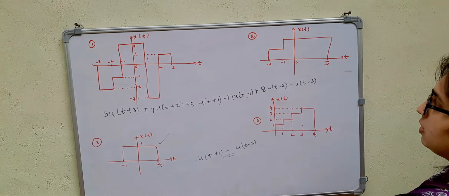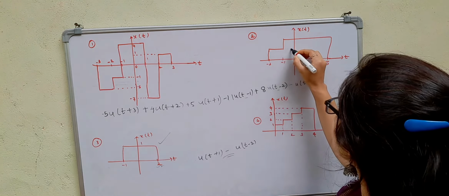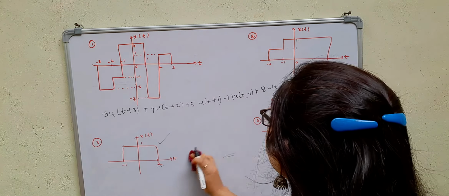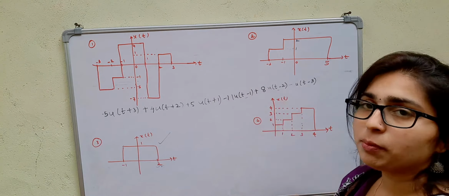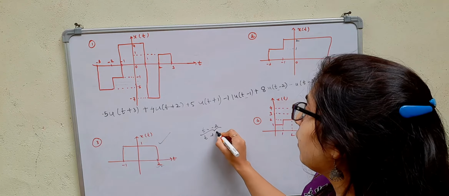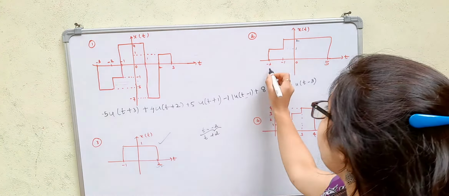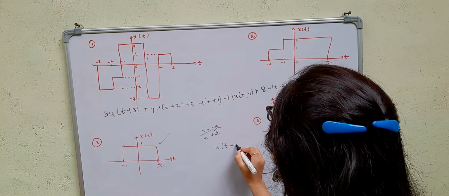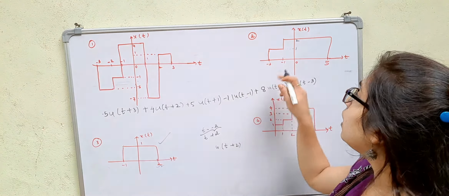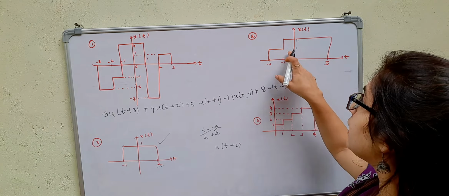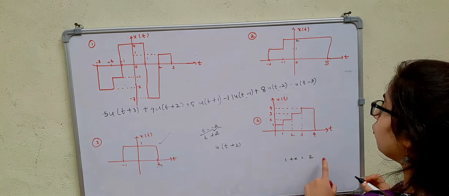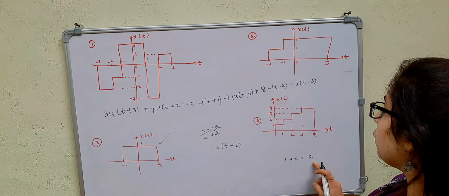The third one, see here, so let me consider this as 1 and let me consider this as 2. Okay, so it is starting from t is equal to minus 2, so I can write this as t plus 2. So u of t plus 2. What is its step height? It is equal to 1. And at t is equal to minus 1, it is changing from 1 to 2. Right? It is changing from 1 to 2.